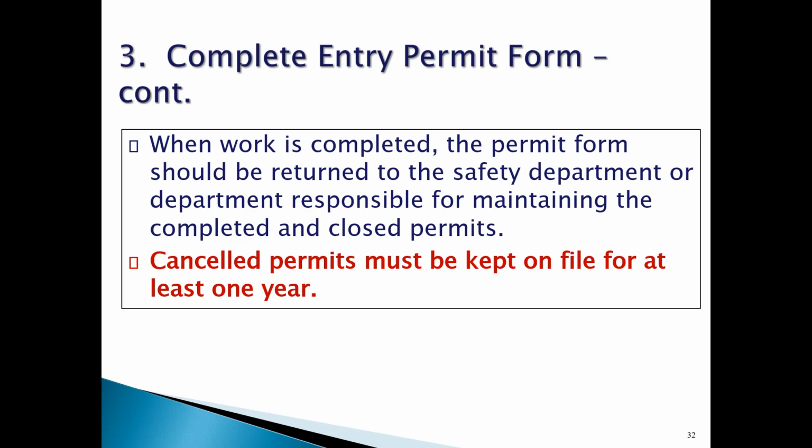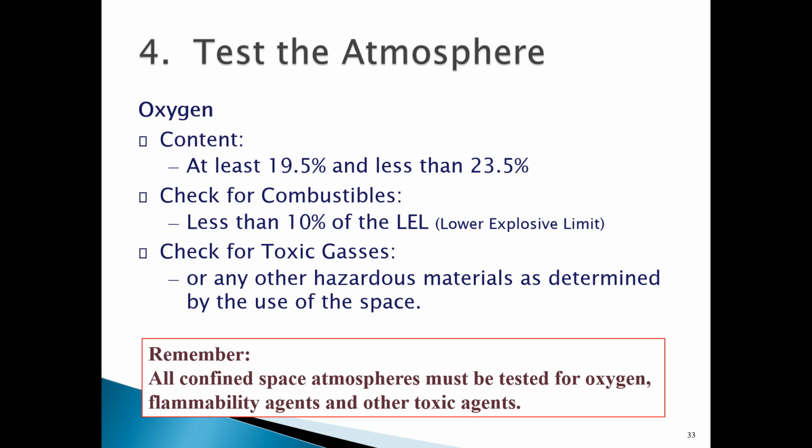Test the atmosphere. Oxygen, we mentioned it earlier, has to be between 19.5 and 23.5. Anything less or anything more is unacceptable. Get out. Check for combustibles: less than 10% of the lower explosive limit. Check for toxic gases or any other hazardous materials as determined by the use of the space.